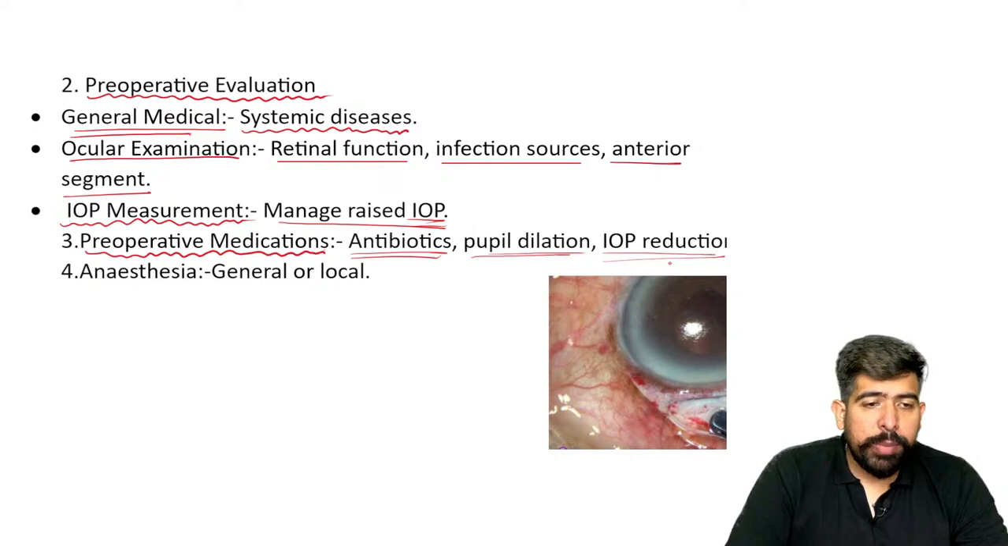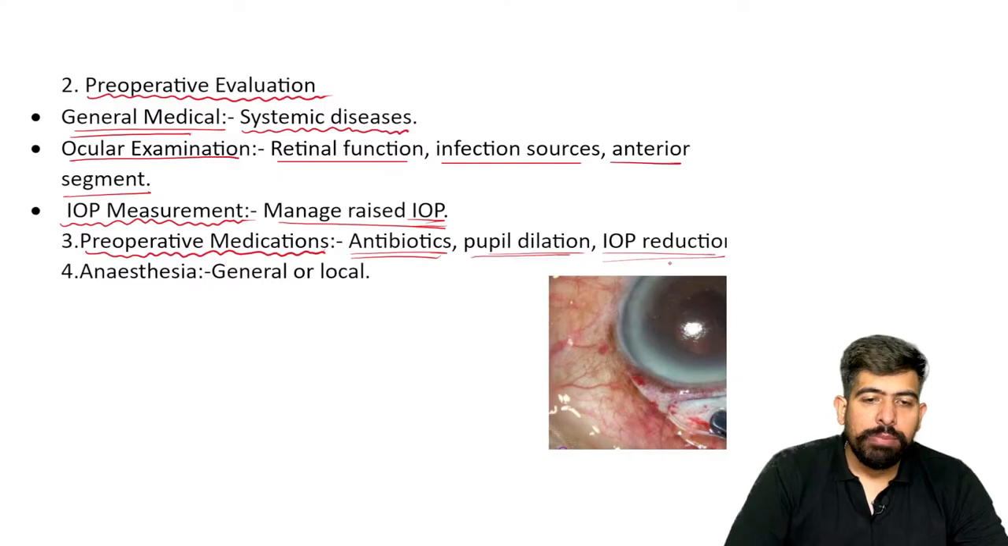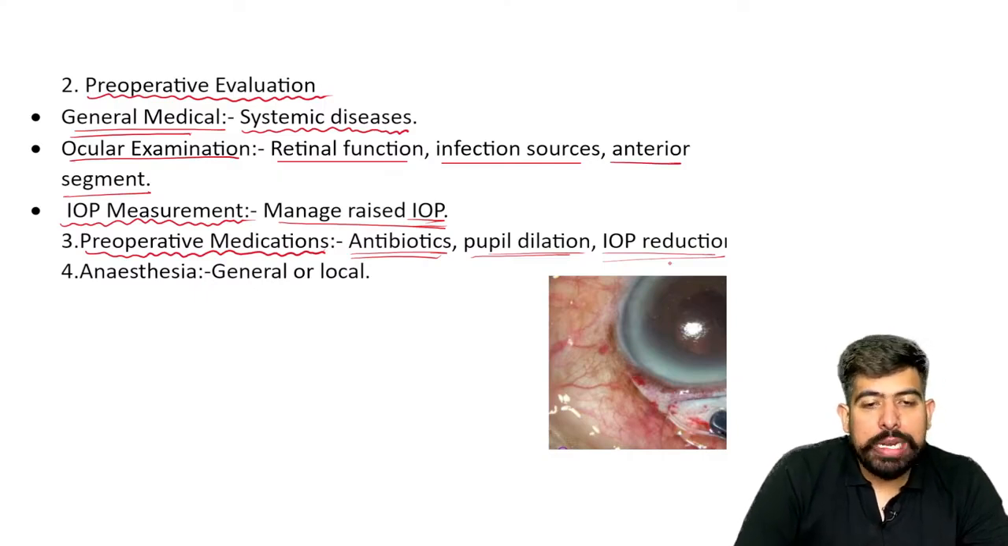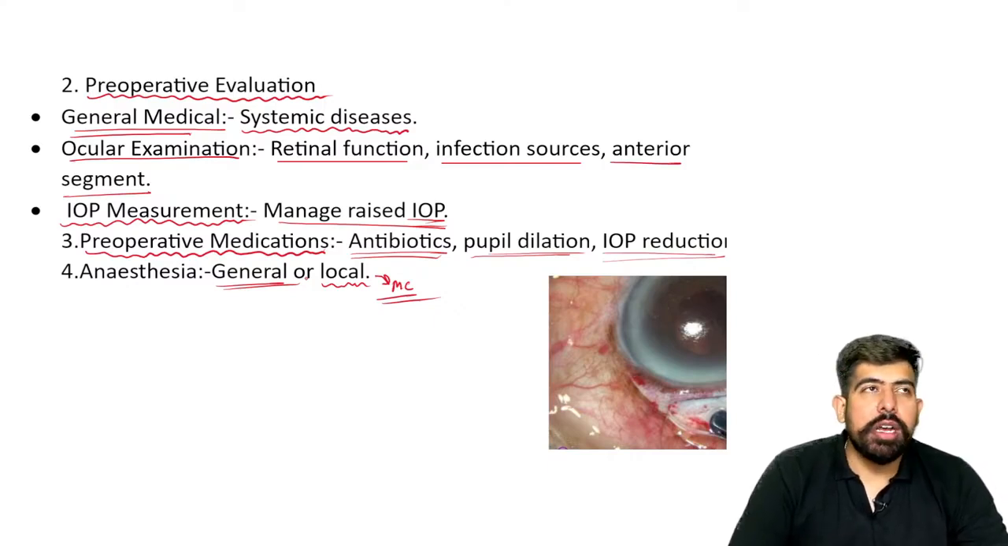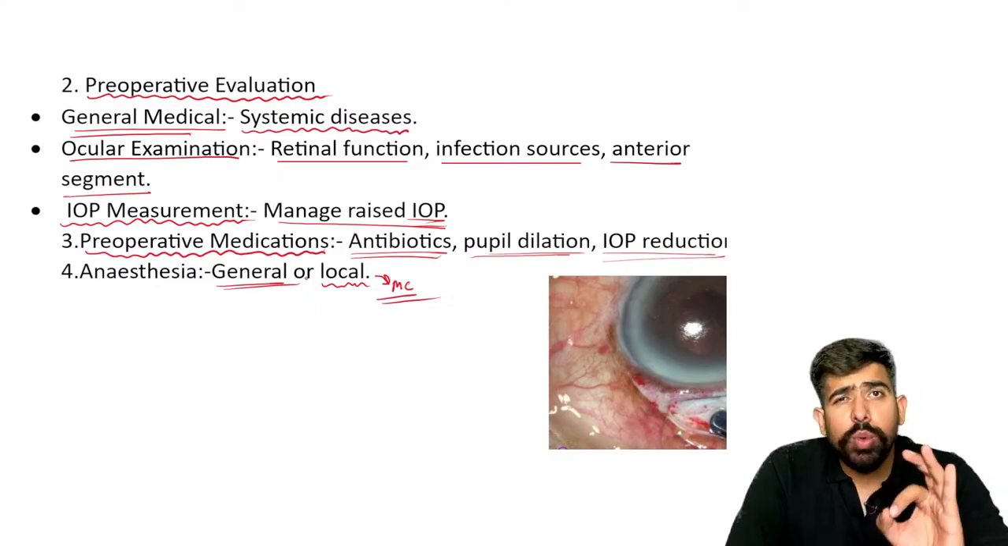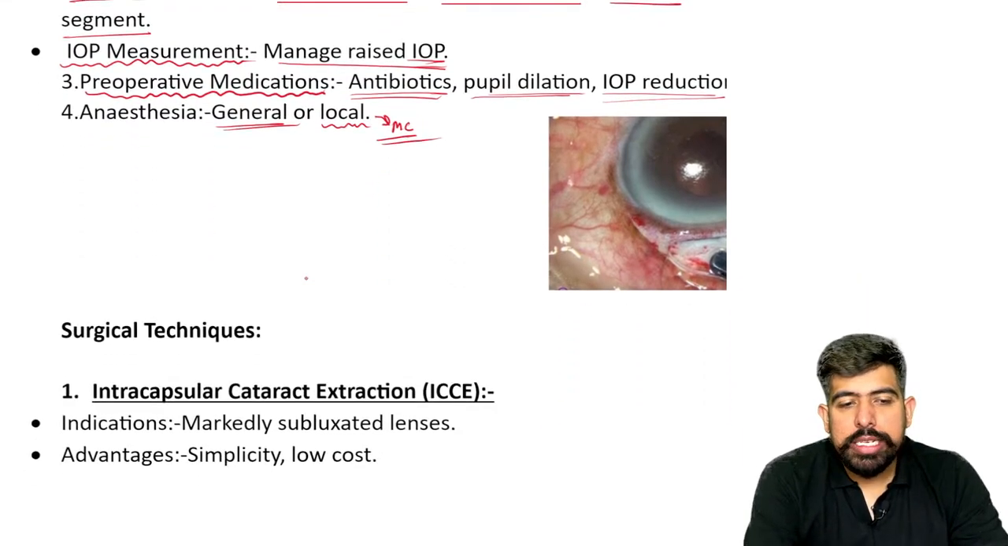Now, what about the anesthesia? Mostly we do it in local anesthesia. Please remember, the most common is local anesthesia. If the patient is not cooperative, right, the patient has a fear of the operation theater, or maybe the patient is mentally disturbed and cannot go through this surgical procedure, then we have to do general anesthesia. Otherwise, we can do the surgery in local anesthesia.